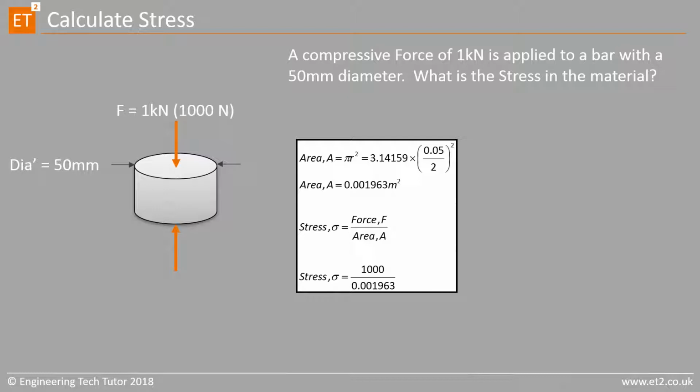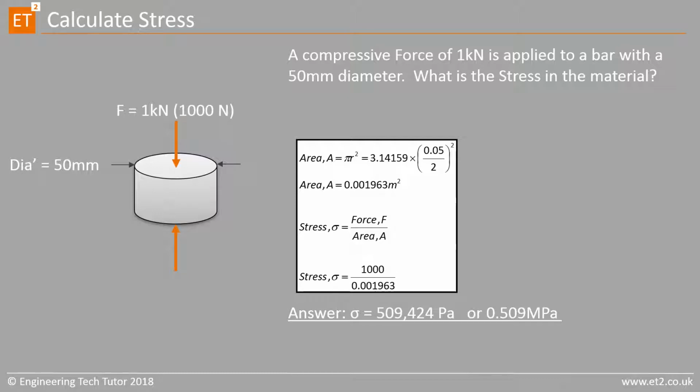50 millimeters is 0.05 meters. If I divide by 2, I get the radius. I can then square it and multiply by pi, as shown in the first line of the equation there. And I'm then given the answer of 0.001963 meters squared. If I then take the stress equation from the previous slide, I take my force of 1,000 newtons and I divide it by my area. I'm then given the answer of 509,424 pascals. That's quite an ugly way of writing down the answer.